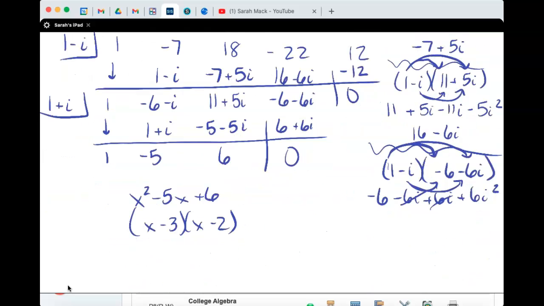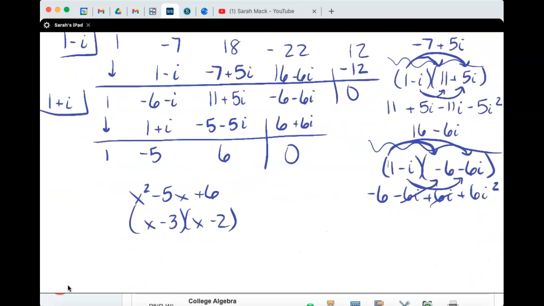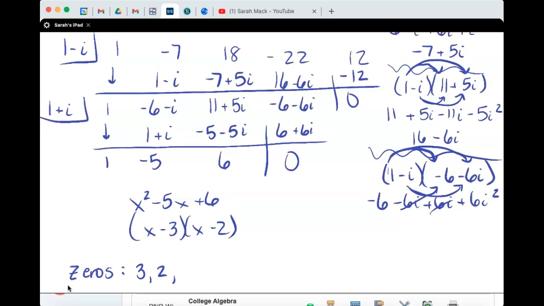So, okay. Based on that, what are the zeros from that? 3 and 2. So those are the real zeros. My complex zeros I can write as 1 plus or minus i, the parts that I did synthetic division on. So I did get out 4 zeros, which is what I should, because it was a 4th power polynomial.